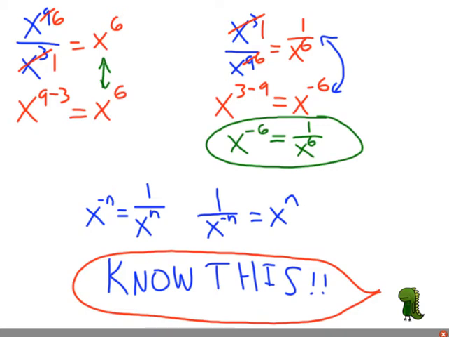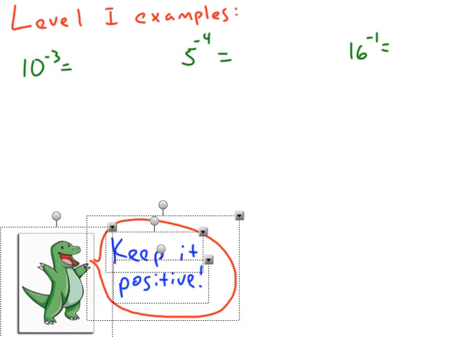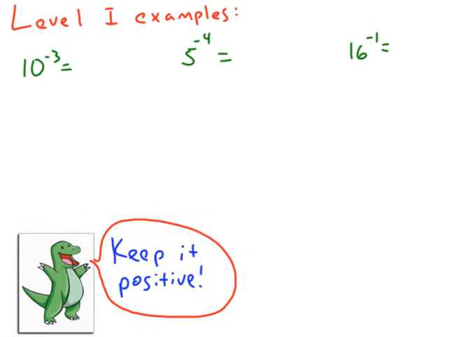So we want to keep things positive today, and we've just shown how we can do that. All right, so let's try some examples here. Level 1 examples, 10 to the negative third, something like that. How could I make that positive, keep things positive here, like our happy dinosaur is telling us? Well, 10 to the negative third I could rewrite as 1 over 10 to the third, right? And then we would just do the multiplication from there. So 1 over 10 to the third is 1 over 1,000, and that would be simplified.